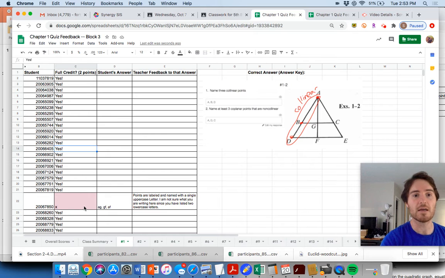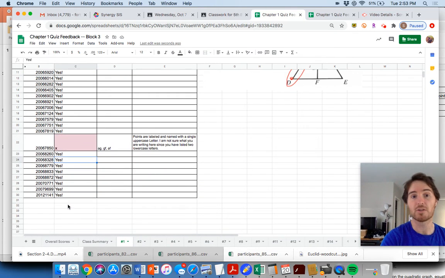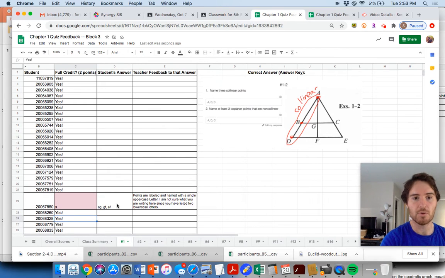I only put it down here if I marked it off. If I put an X mark here, that means you got it incorrect. So you didn't get the 2 points here. So this was a person who put down 2 letters for each point. Remember, points are named with 1 letter, got to be uppercase. So that's explained to you here. So this is teacher feedback. This is directly from me.